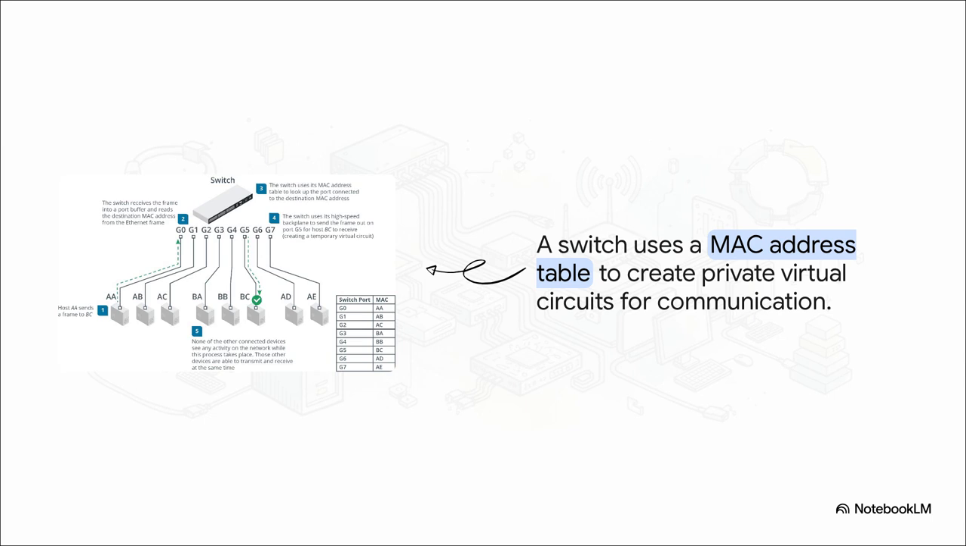Now, what makes a switch so smart is what you're seeing right here. It doesn't just shout the data out to every device. Nope, it learns. As you can see in this table, it creates a little map linking the permanent MAC address of each device to the physical port it's plugged into. This is absolutely key for efficiency.